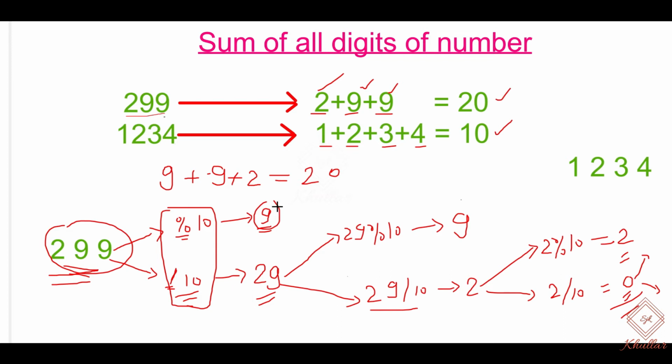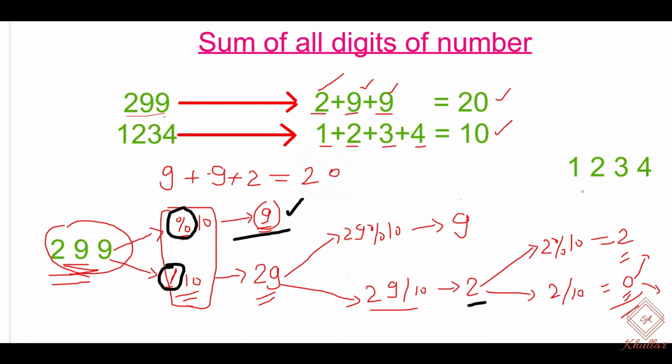So the crux is that, given an input number, we perform two operations on top of it. We perform the modulo operator, and then we perform the divisor operator. Once we get a remainder back, the number gets reduced proportionally, so first it will become 29 and then it will become 2, right? So this is the whole idea.